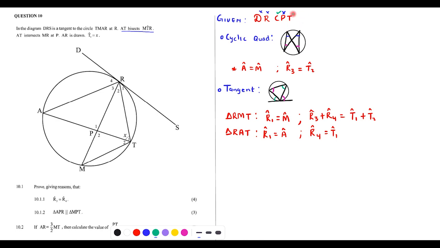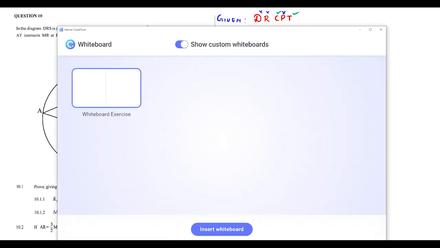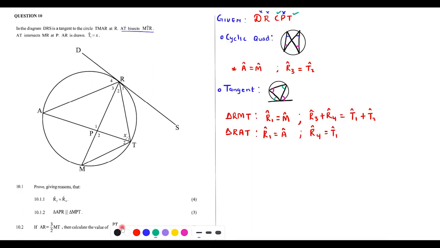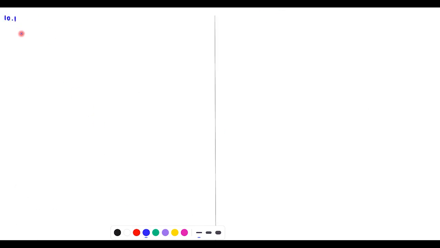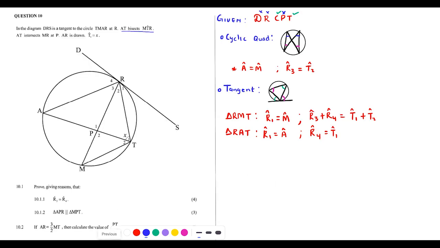Alright, so these are all the angles that you're going to need to answer the following questions, right? So let's go ahead and look into our questions. The first question says, let's prove, giving reasons, that R3 is equal to R4, right? So what are we proving here? We're trying to prove 10.1.1, that R3 is equal to R4.